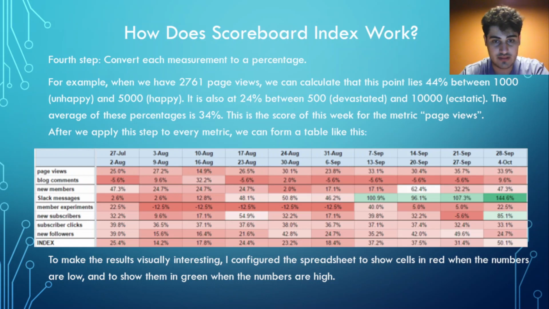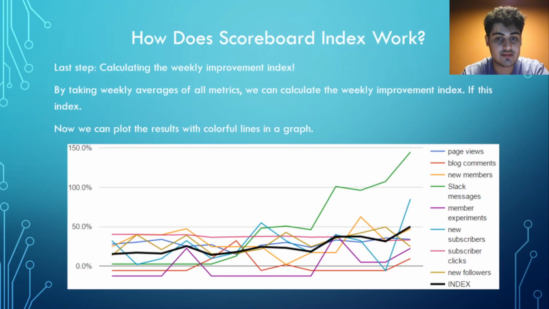After forming this table, we have to take the average of these and calculate an improvement index. Here you can see that I made good ones green and bad ones red. And when you take the average of every week, you will get the improvement index, which is the last step.